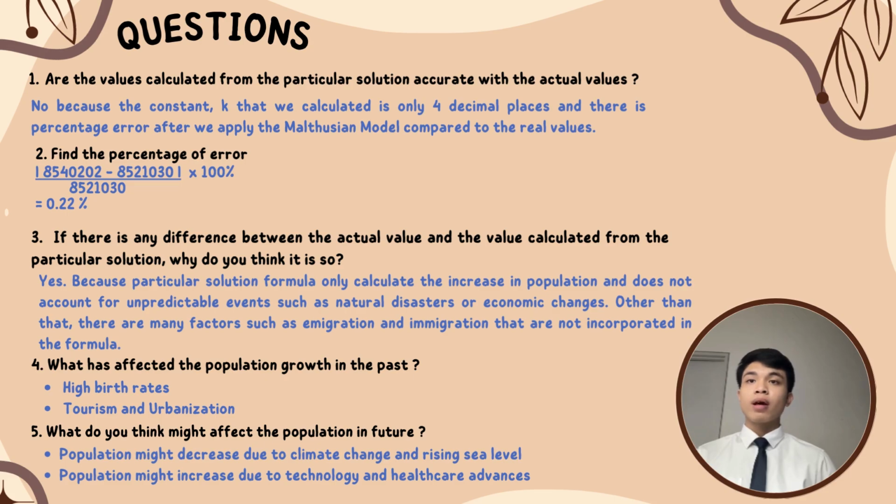8,540,202 minus 8,521,030 over 8,521,030 times 100, getting 0.22 percentage of error. 3. If there is any difference between the actual value and the value calculated from the particular solution, why do you think it is so?